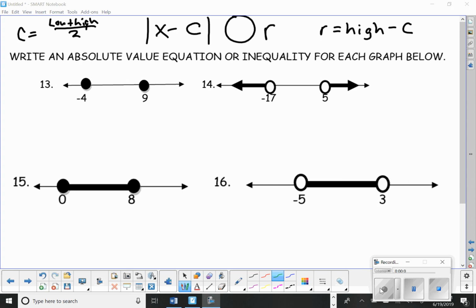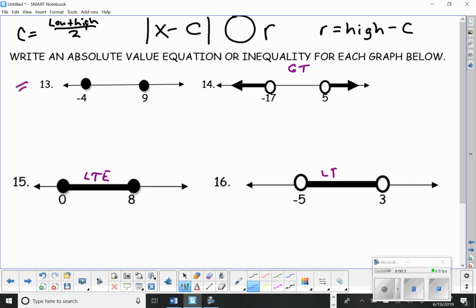of this review. This talks about writing an absolute value equation or an inequality for the graph. Remember, 2 points. That means I've got an equals. Here, this is going to be an or, which is greater than. This is going to be a less than. This is a less than. This is a less than or equal because it's got solid points. So you can go through very quickly and write that stuff in.